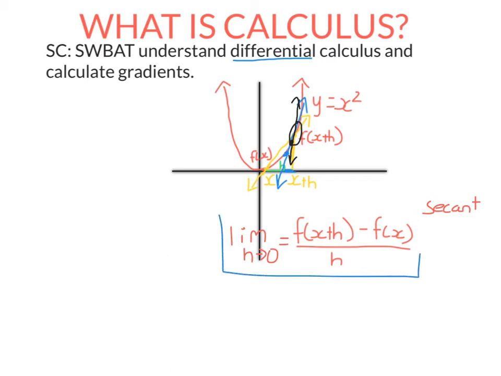But if the 2 points are so close together, this basically becomes a tangent. And that's what I'm calculating with calculus. I'm calculating the gradient of a tangent. So this is the formula I use to calculate the gradient of a tangent. So let's now look at an example with some numbers.